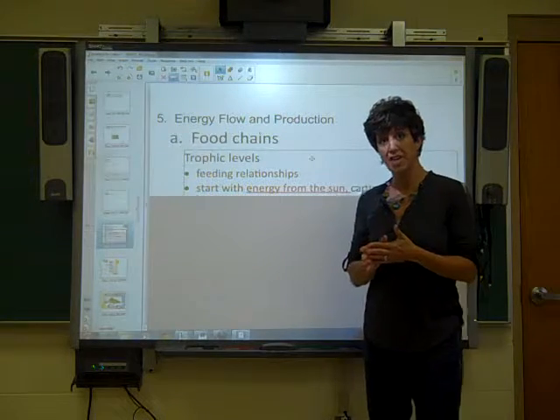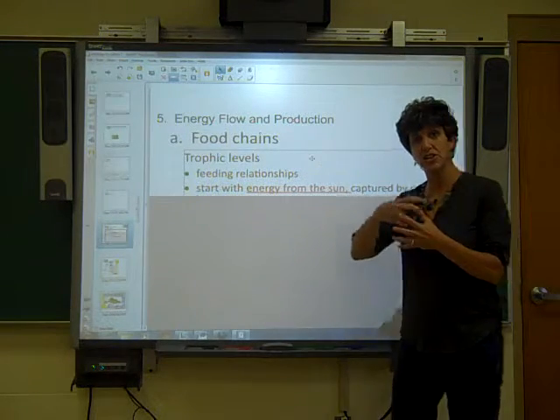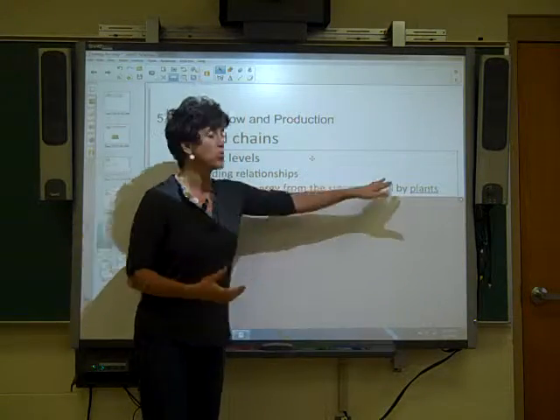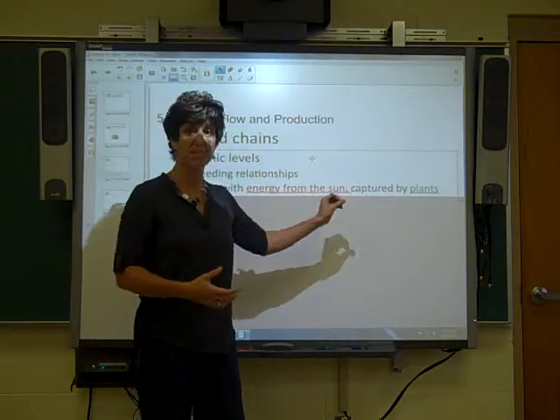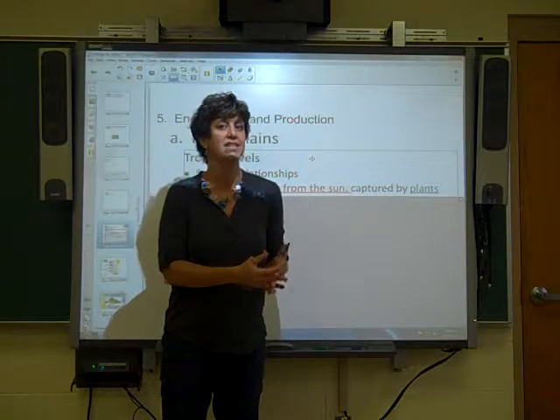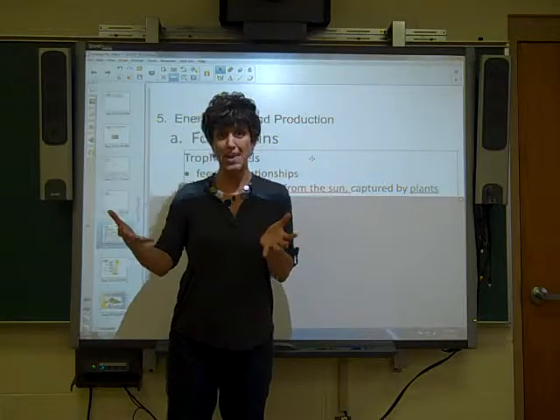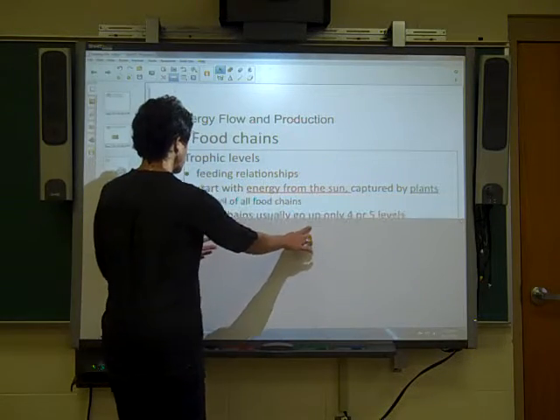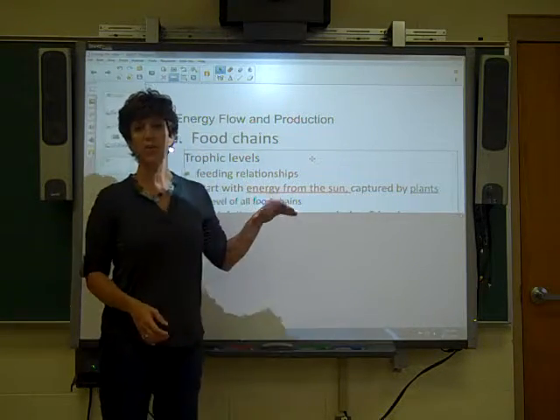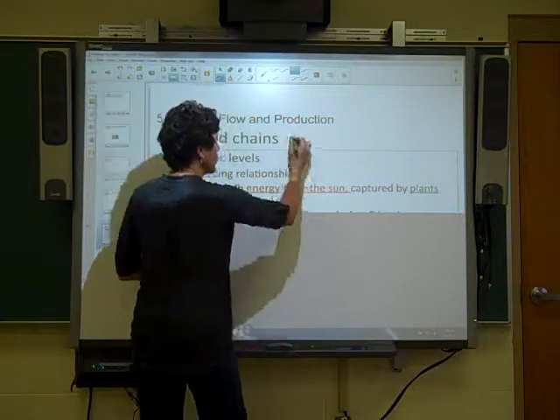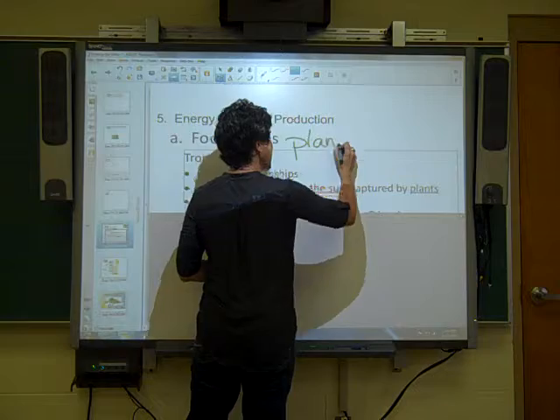You start with the energy from the sun, and then that energy is used by producers or autotrophs. They are going to capture that energy from the sun through the process of photosynthesis, produce sugar, and then when they're eaten, that sugar gets passed on to the next generation. Producers are always the first level in our food chain.